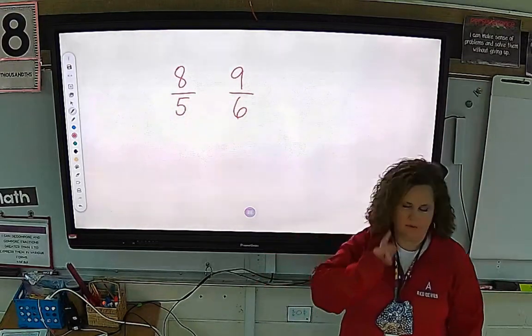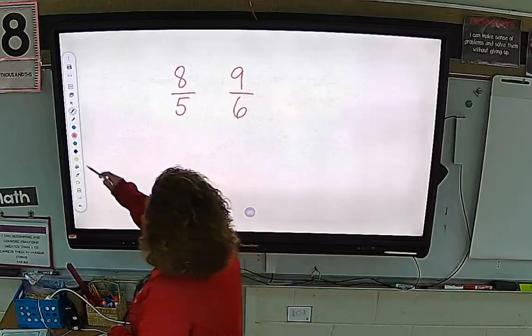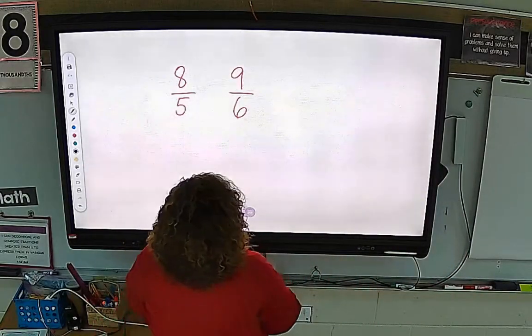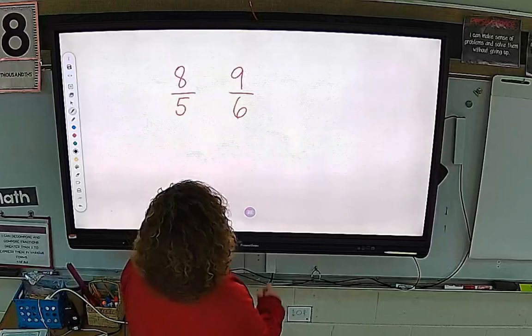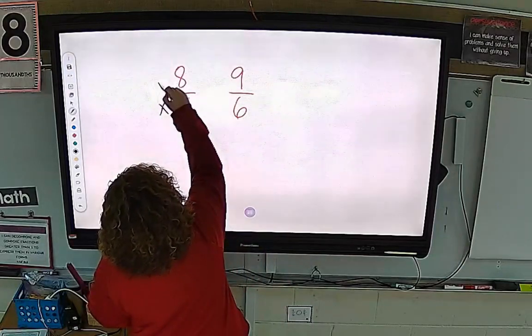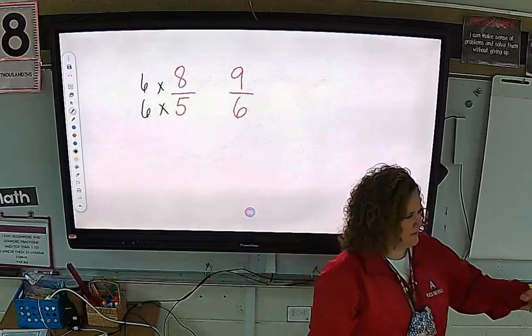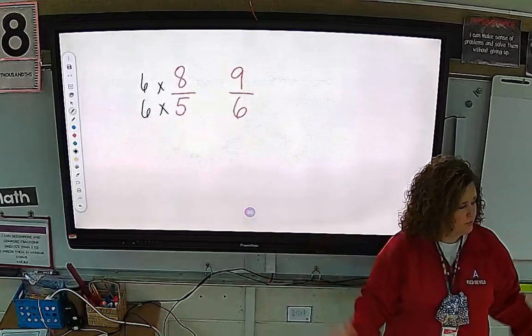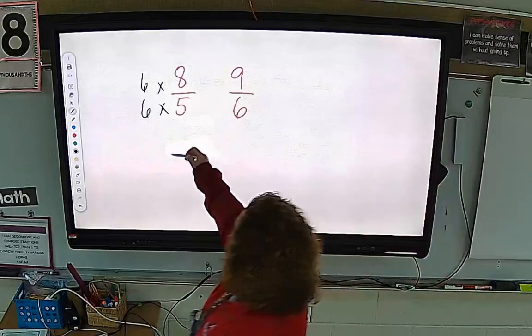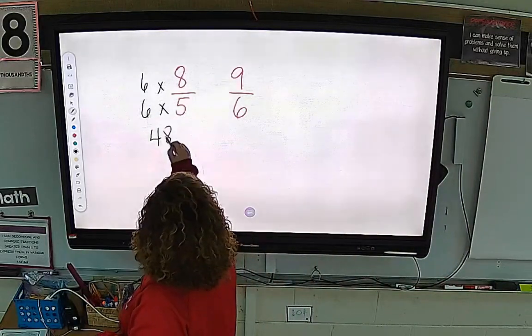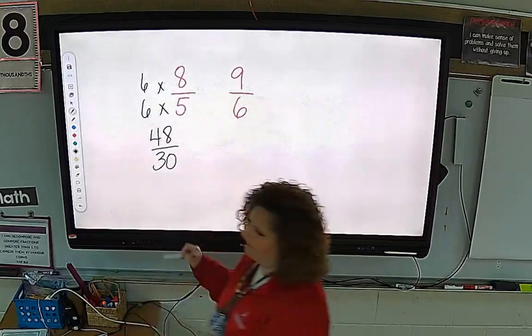All right, Caleb, what would we do first? We would multiply 8 fifths by 6. Okay, both. I like how you named the whole fraction because we need to do the top and the bottom, numerator, denominator. So what's the whole new fraction that created? 48 30ths. 48 30ths. Okay.